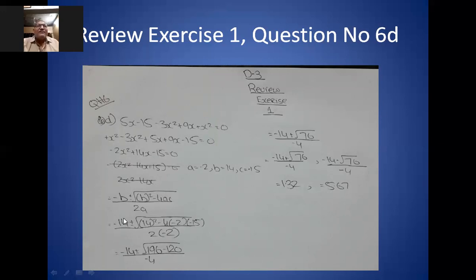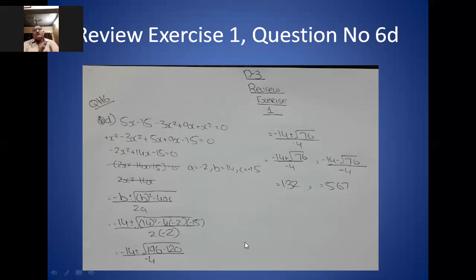So you will have minus 14 plus minus under root 14 square minus 4 into minus 2 into minus 15. So it will be minus 14 plus minus under root 14 square is 196, minus minus becomes plus, 4 into 2, 8. 8 into 15 will be 120. So downstairs you will have 2 into minus 2, that will be minus 4. So you will have now minus 14 plus minus under root, and that will be 76 divided by minus 4.